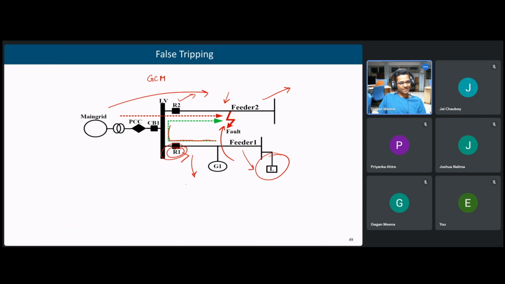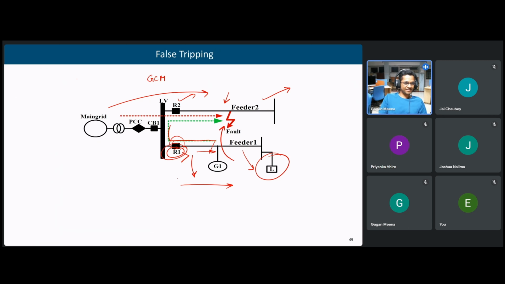So fault stripping means although the fault is not there along that feeder, still R1 is tripping. If R1 has a directional element, then it will not trip. Yes, so we need a direction element. Right now we only have overcurrent, so this problem will be there when we have only the overcurrent element. If we have a directional element present, then it will not trip. If the fault is ahead of it, only then will it trip. Otherwise it will not trip.